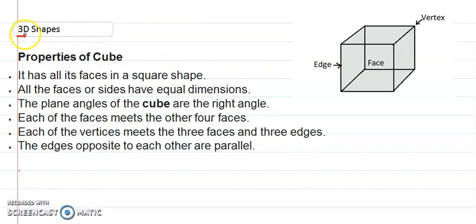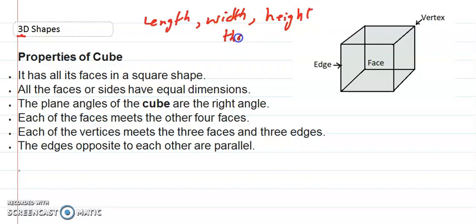It means when we are saying the 3D shape, it will have the length, the width, and height, or we use the word thickness for the height. So it has all these three dimensions. That is why we call it 3D shape. 3D full form will be three-dimensional shapes.